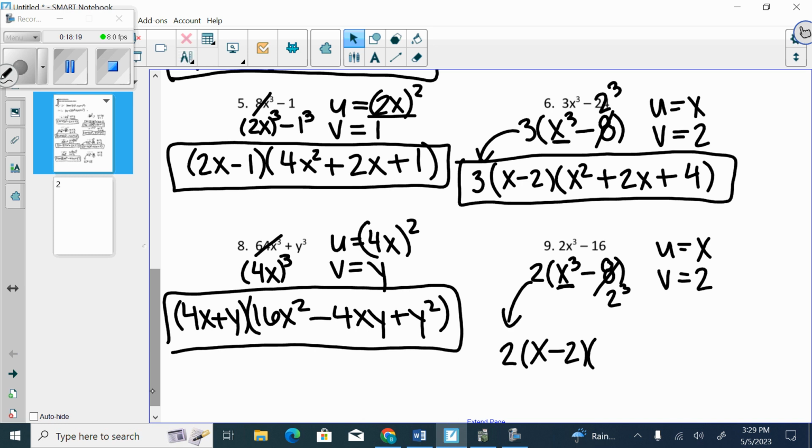Okay, and then the second parenthesis starts with u squared. X squared plus 2x plus x.